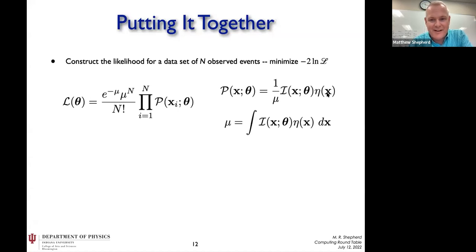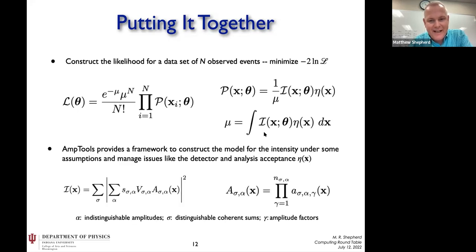But then there's another key term here, which is this function eta, and that's the acceptance. So the detector doesn't have perfect acceptance, and when you do the analysis, you place requirements on the reconstructed events, and those are not uniform in all those angles typically. And so there's some acceptance function for the analysis and detector. And that poses a little bit of a challenge, because in order to normalize P, I have to be able to integrate this whole thing. And I'll talk about that particular thing in a little bit.